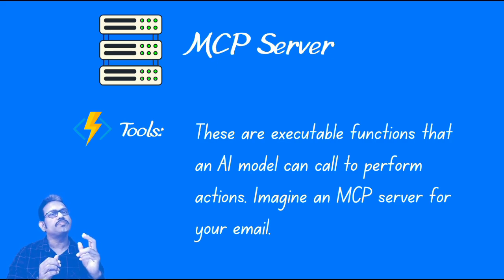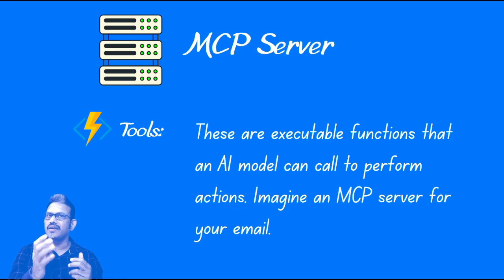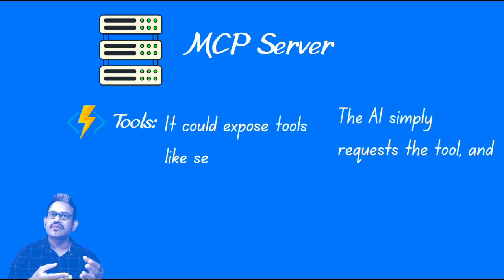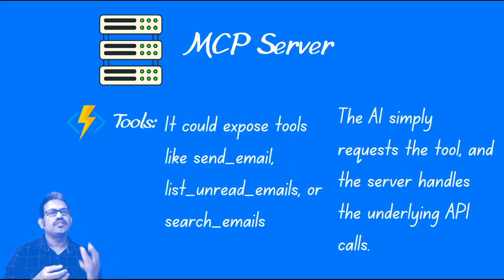Imagine an MCP server for your email. You may use your smart AI assistant to respond to emails with formatted text. For example, tools could be functions like send email, analyze email, summarize email, list unread emails, or search emails. The AI simply requests the tool and the server handles the underlying API call.